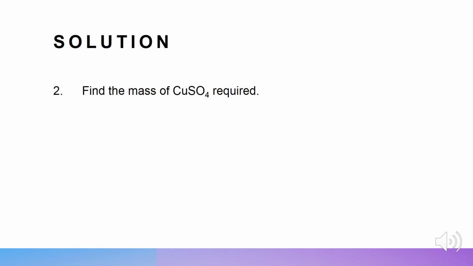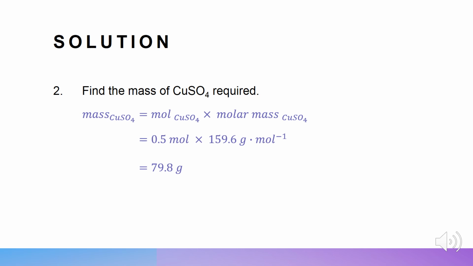And then determine the mass of copper sulfate needed to be weighed out, which is 0.5 mole times the molar mass of copper sulfate, 159.6 gram per mole. This will give the mass equal to 79.8 gram.